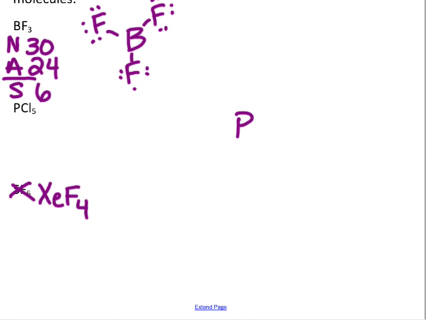Right, and what was our rule? It's the least electronegative. Good. So we're going to surround it with our 5. 1, 2, 3, 4, 5.